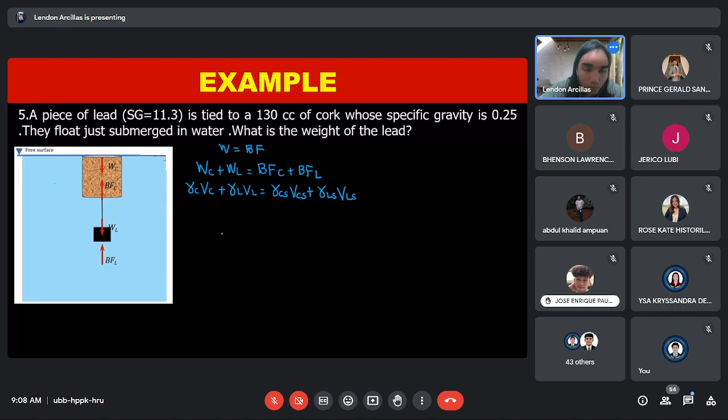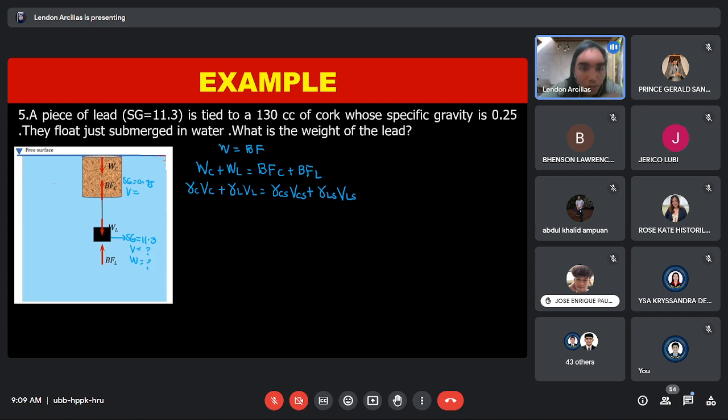Okay. So the specific weight of the cork is nasan dito? Specific gravity ng cork, ito pala, 0.25. Ang lead ay 11.3. Okay, get? So, ang hinahanap kasi dito is the volume and the weight of the lead.